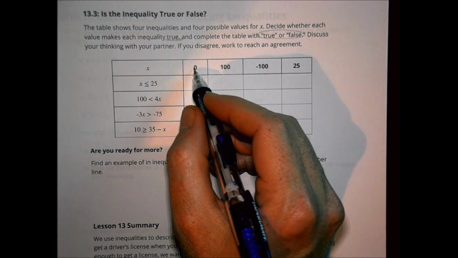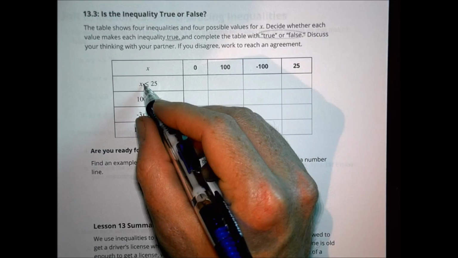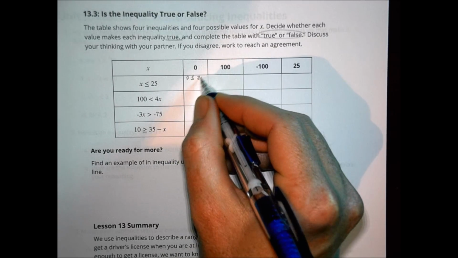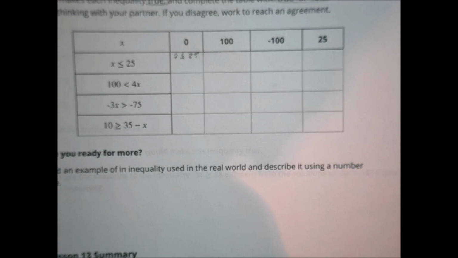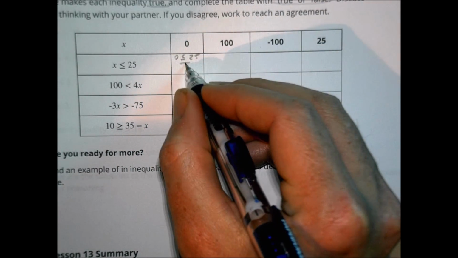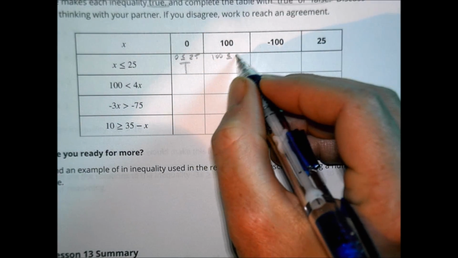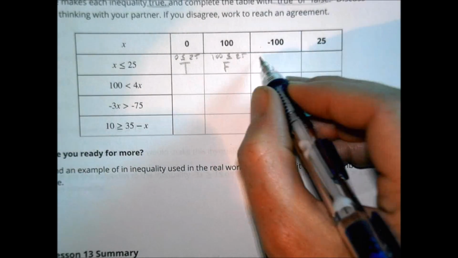So we're going to take the numbers up here and put them in the place over here. If I use 0, is 0 less than or equal to 25? I'm going to zoom in here real quick so we can get a nice clear shot of the table. So is 0 less than or equal to 25? That is true. If I put 100 here, is 100 less than or equal to 25? That's not true, that'd be false. How about negative 100?